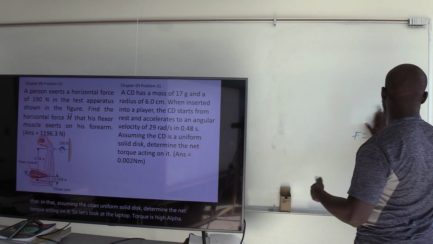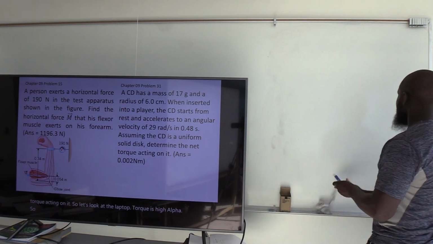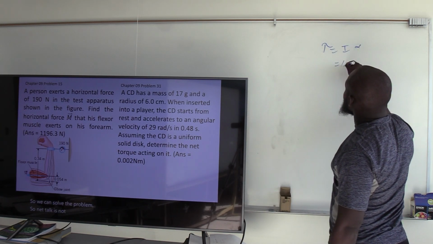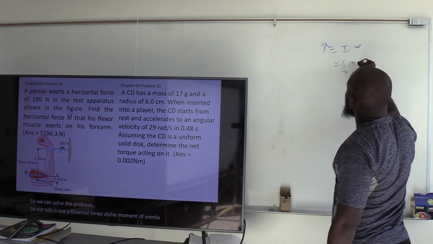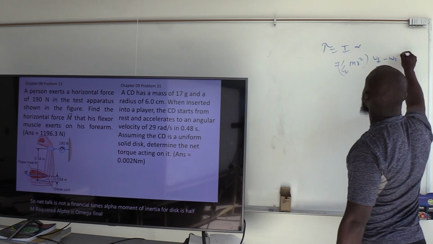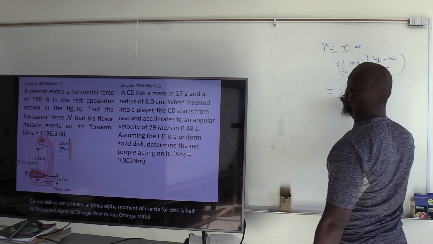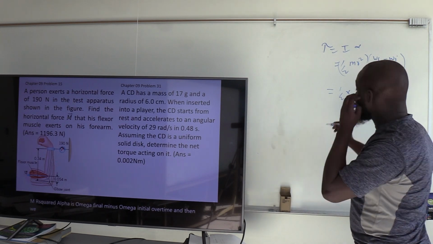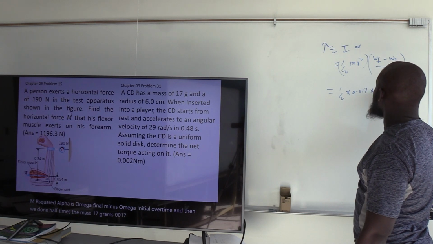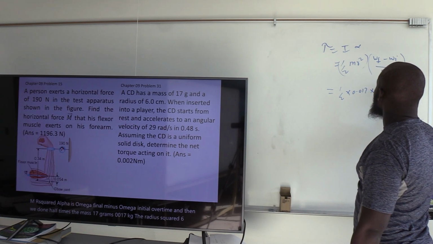Torque is I alpha, so we can solve the problem. So net torque is moment of inertia times alpha. Moment of inertia for a disk is half mr squared. Alpha is omega final minus omega initial over time. And then we're done. Half times the mass, 17 grams, 0.017 kilograms, the radius squared, 6 centimeters, 0.06 squared.